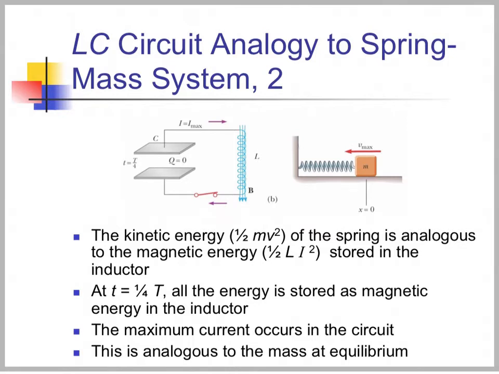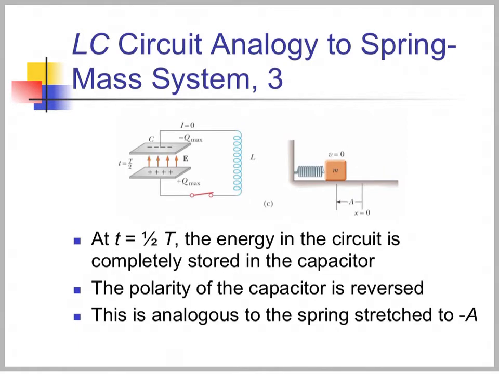And at 1/4 of the total period, all of the energy is stored in the magnetic energy in the inductor. Same as the mass as it passes through the equilibrium point. There's no energy stored in the spring, it's all stored in the kinetic energy of the mass. Now, if we continue to 1/2 the period, the energy of the circuit is completely stored in the capacitor again with opposite polarity. That's analogous to the spring being stretched to minus the amplitude.